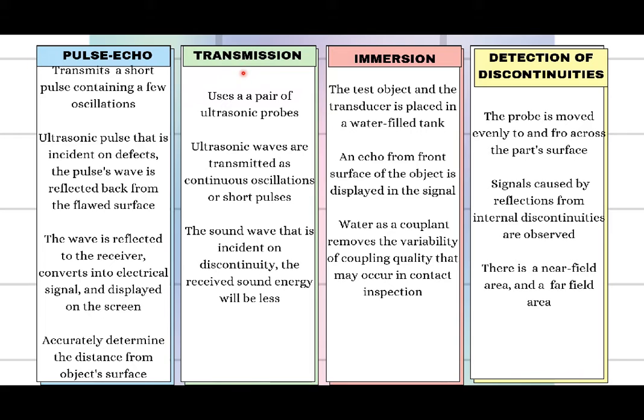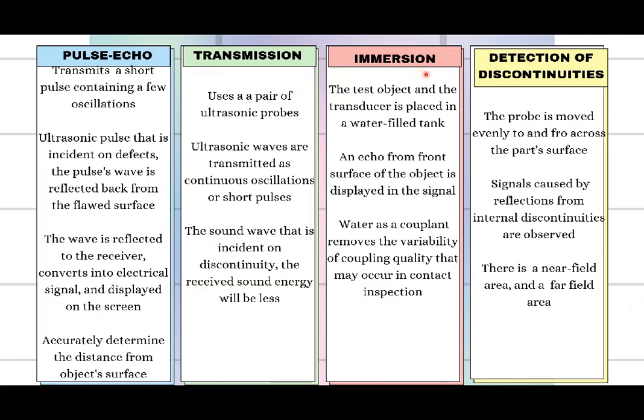The transmission technique uses a pair of ultrasonic probes, where one acts as the receiver and the other acts as the transmitter. Ultrasonic waves are transmitted as continuous oscillations or short pulses. If the sound wave is incident on a discontinuity, the received sound energy will be less.